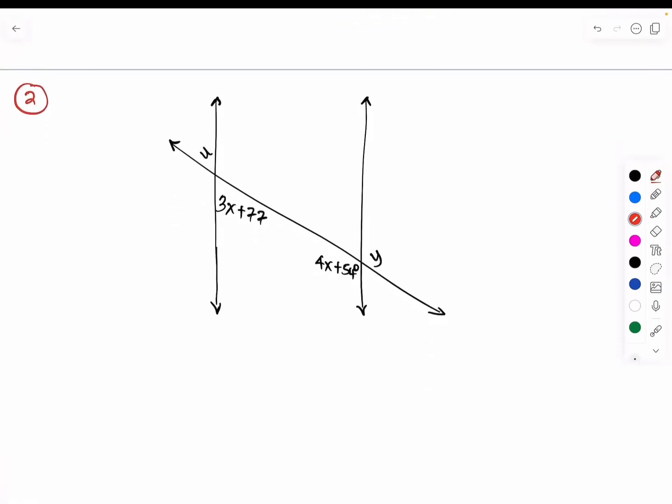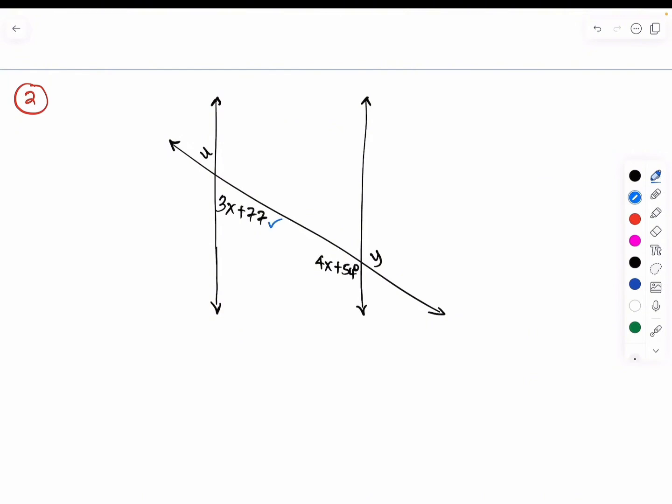Now let's move to another interesting example. I like this example because we are going to use the last two videos that I did. We might be using some of those properties too. The first thing I have to notice about this question is I have two parallel lines and a transversal. So what do you notice first?